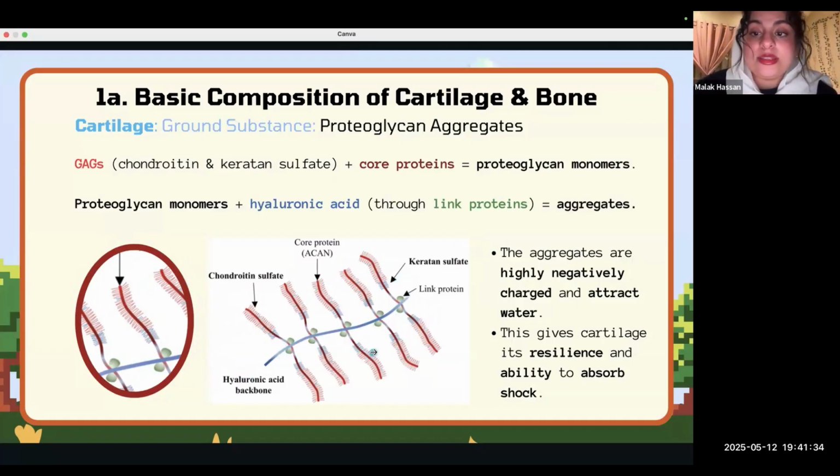Now, it's important to keep in mind that these aggregates are very, very negatively charged. And when something is very electrically charged, what does it do? It attracts water, okay? And this gives cartilage its resilience and the ability to absorb shock because it's cushioned by the water. So again, you have chondroitin sulfate, keratin sulfate, core protein, monomer, link protein, hyaluronic acid, and they come together to form the proteoglycan aggregates.